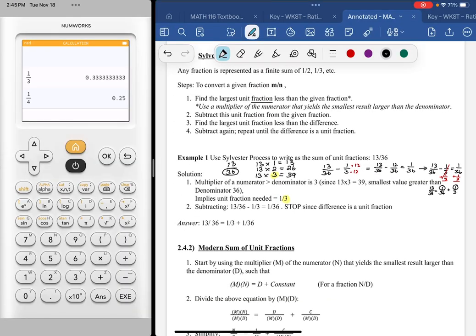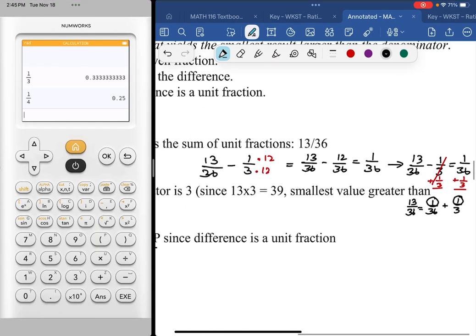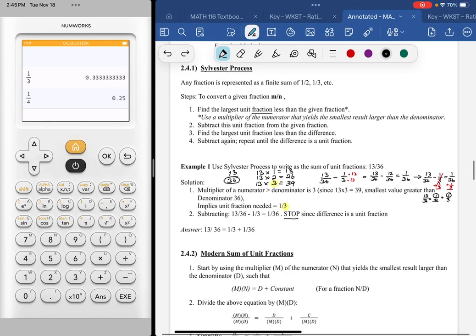But the key step, or one of the key steps in the solution number 2, subtracting gives you the 1 over 36, where it says stop, the difference is a unit fraction. That's important because if after subtracting these two values, I get something that had a numerator other than 1, then I'd have to repeat the process.